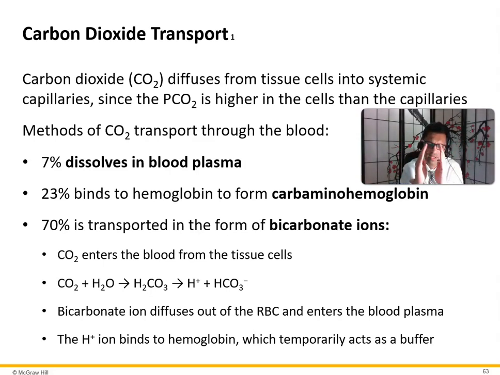So if we can break it down to hydrogen plus bicarbonate ions, it's easier to transport into the capillaries and back. But once we get back to where we want to go, we'll put it together. Right? So glue it back together and then breathe out. And I'll show you this in a little bit. Okay, so bicarbonate ion diffuses out of the red blood cell and enters the blood plasma. The hydrogen ion binds to hemoglobin, which temporarily acts as a buffer.